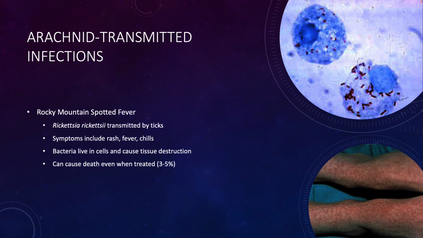One of the major symptoms of Rocky Mountain spotted fever, maybe you guessed from the name, you get spots and a fever. So you have a rash and a fever. So this person, you can see all of the red dots. That's the Rocky Mountain spotted fever. The bacteria live in the cells, and as they keep reproducing in the cells, those cells can die, and that can cause tissue damage. And unfortunately, even when you treat this infection, you can still sometimes see patients who die. About 3 to 5% of patients, even with treatment, might still die.